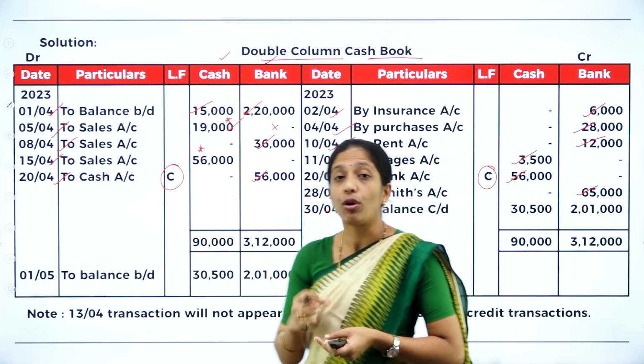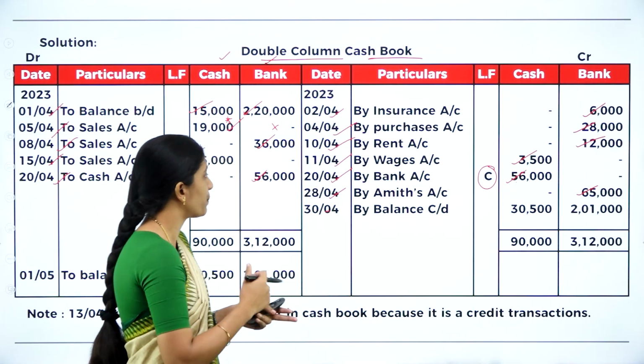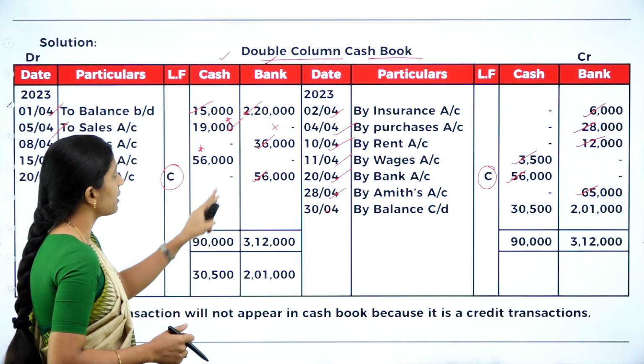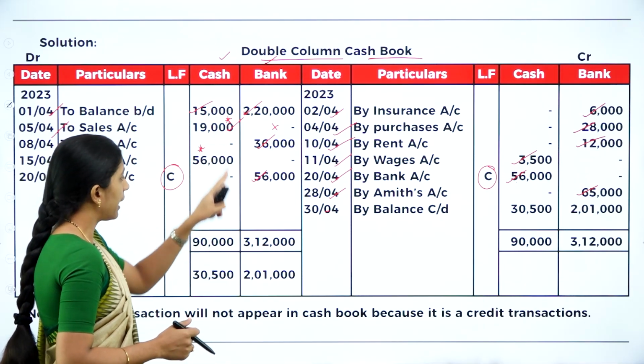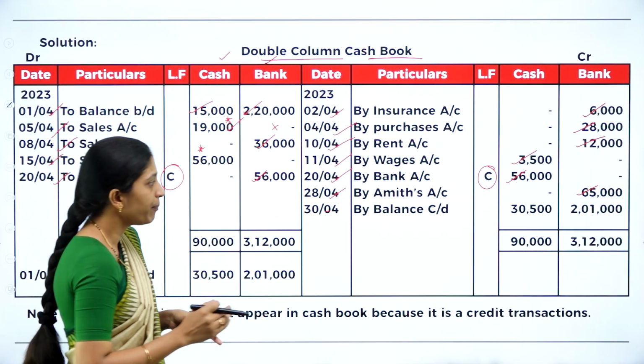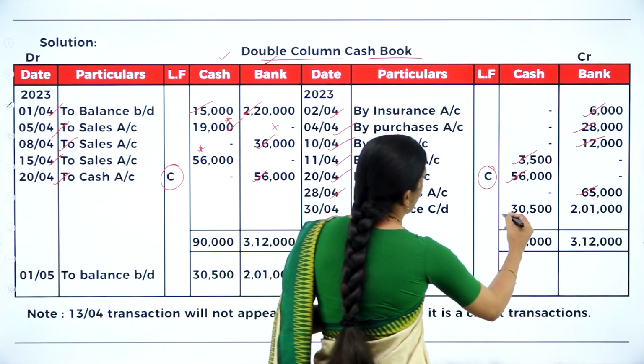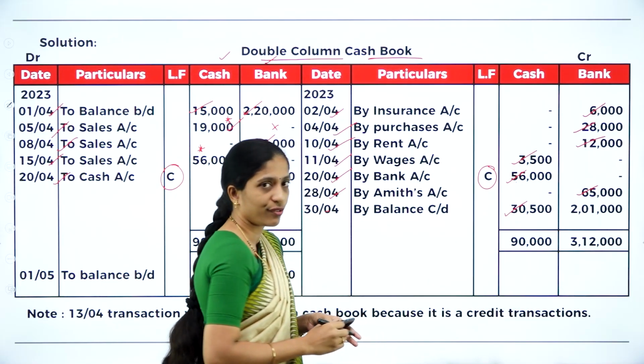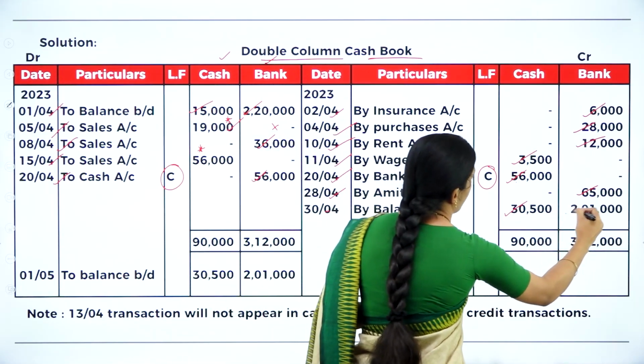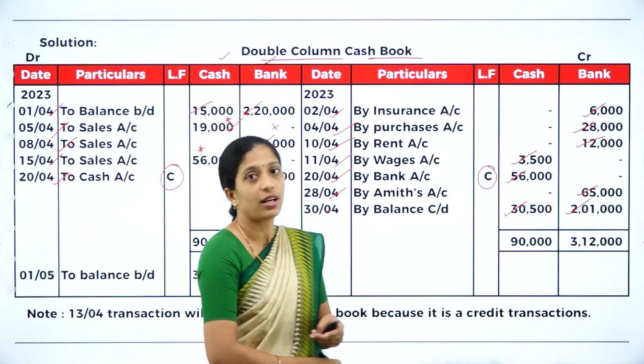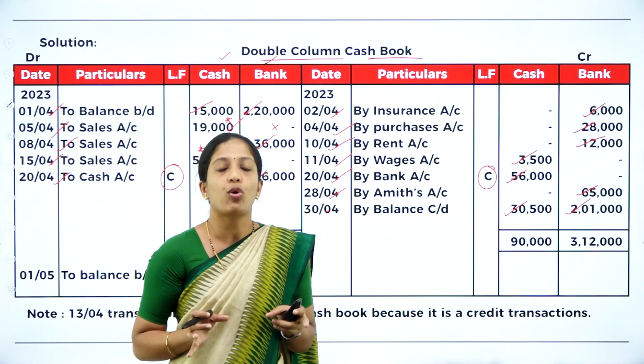If you balance both the sides of your double column cash book, in your debit side it is 90,000 of your cash column, credit side it is 3,12,000. But here it is less, so you will get a balancing figure of 30,500 and 2,01,000. Hope you know how to balance your double column cash book. You will add both the sides.